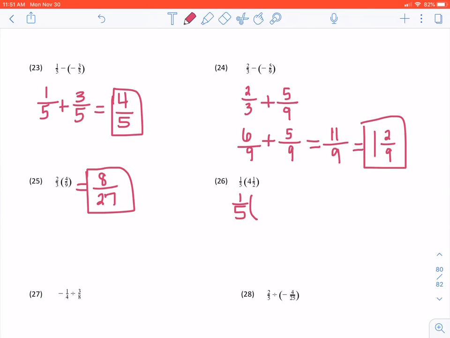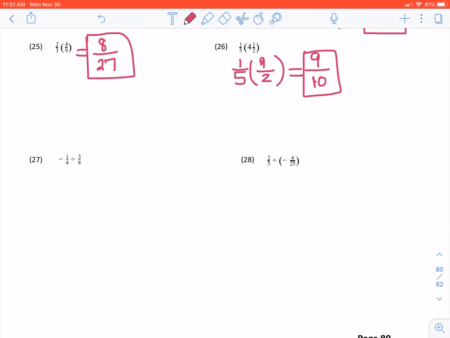So we're going to multiply 2 times 4 to give me 8, plus 1 is 9 over 2. Now we can multiply straight across. So 9 times 1 is 9. 5 times 2 is 10, so my answer is 9/10.